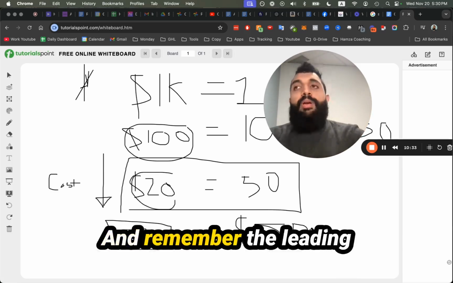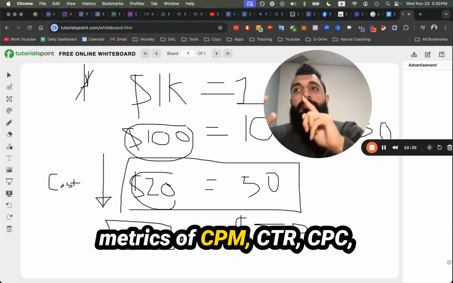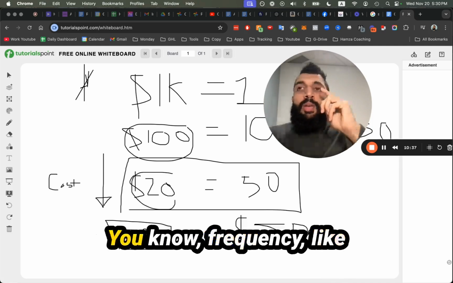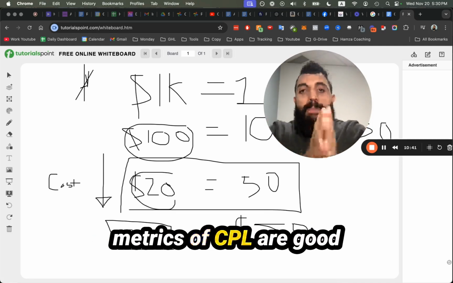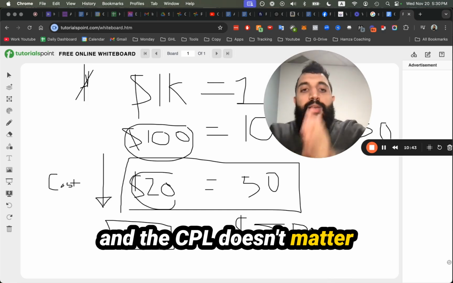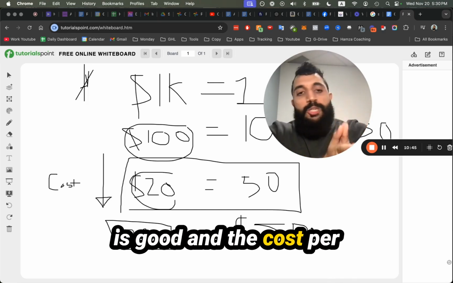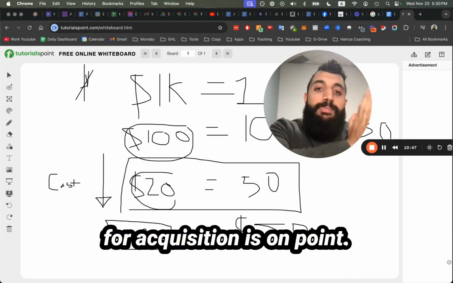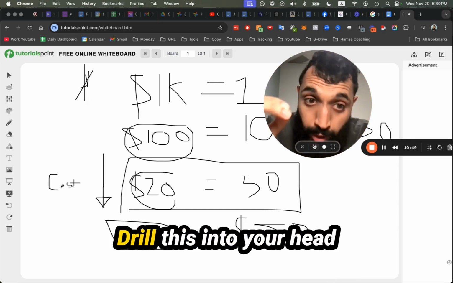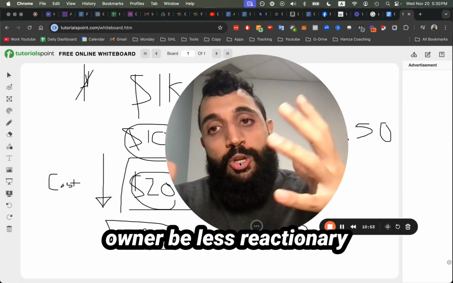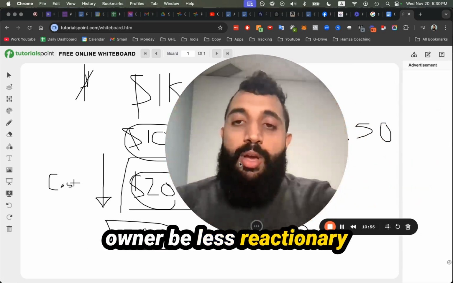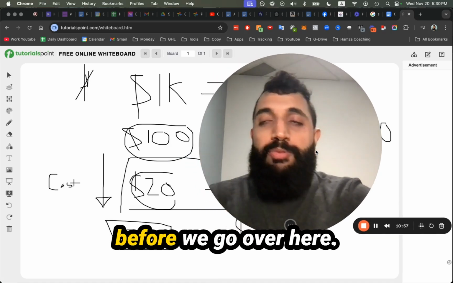Remember, the leading metrics of CPM, CTR, CPC, frequency, none of this stuff really matters if the downstream metrics of CPL are good. And the CPL doesn't matter if the cost per appointment is good. And the cost per appointment doesn't matter if the actual cost per acquisition is on point. Drill this into your head because ultimately it's going to help you as a business owner be less reactionary when it comes to ads. And I'll share one more thing before we go.